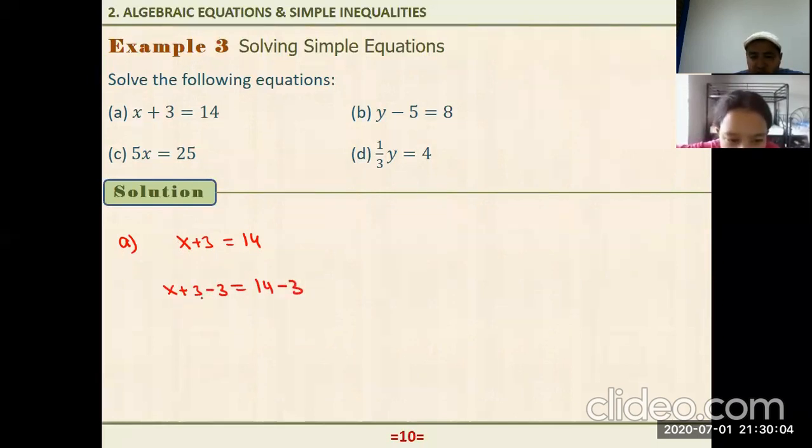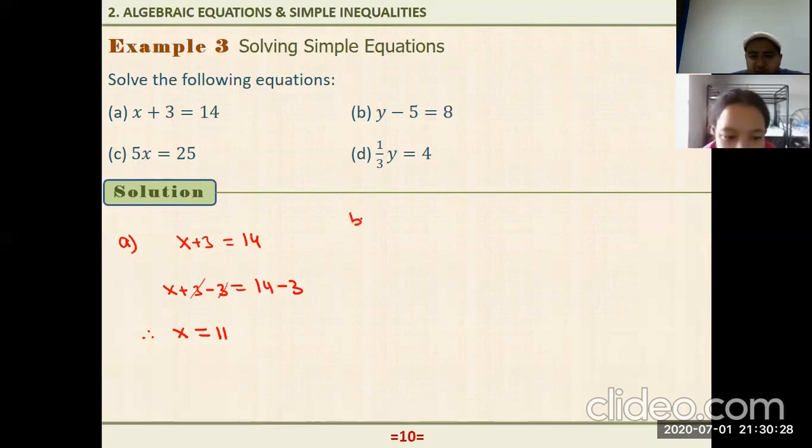Subtracting the same thing from both sides doesn't change anything. 3 minus 3 is equal to 0. x stays alone here. 14 minus 3 is 11. So the solution of this equation is 11. Check it. 11 plus 3 is 14. Is 14 equal to 14? Yes. That means that we got the solution of this equation.